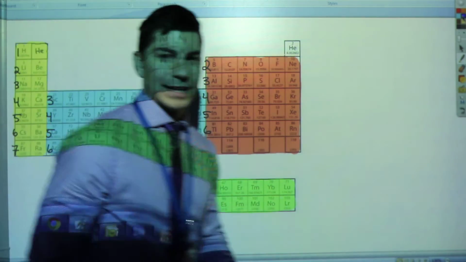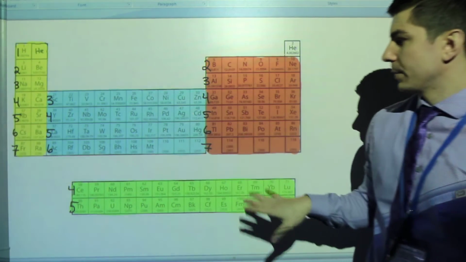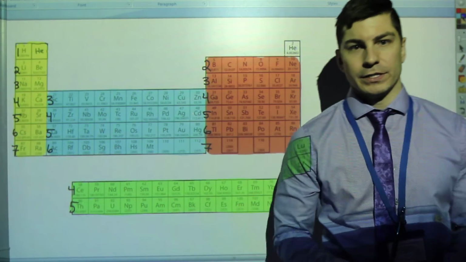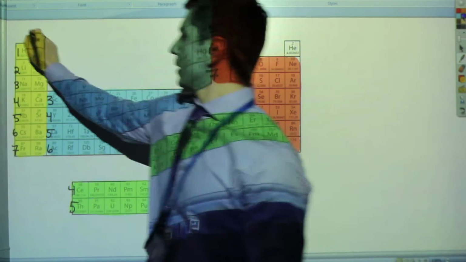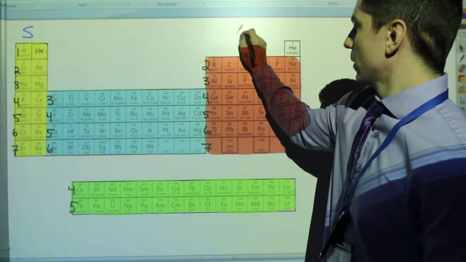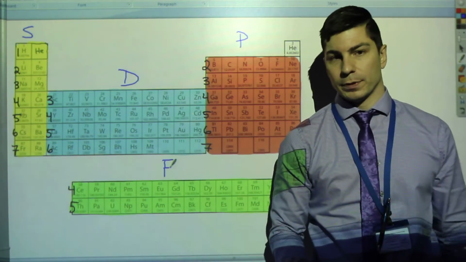No really avoiding that. But anyway, I put our colored periodic table up here, the one that we used previously, and the one with all of our numbers and our S, our P, our D, and lastly our F block.